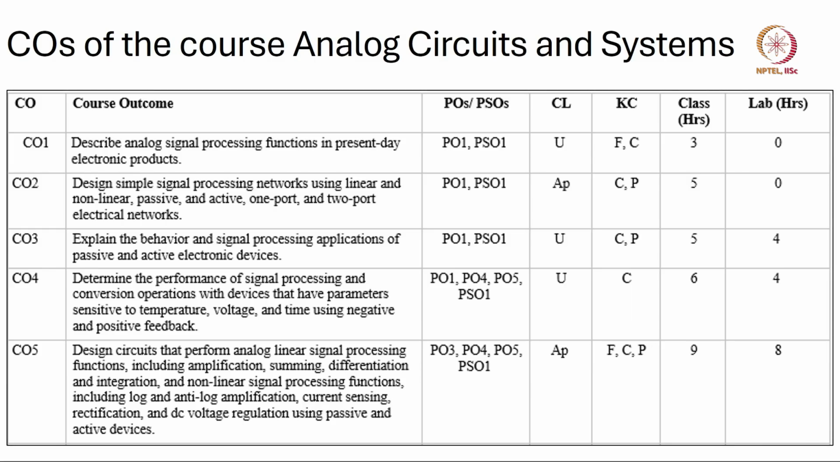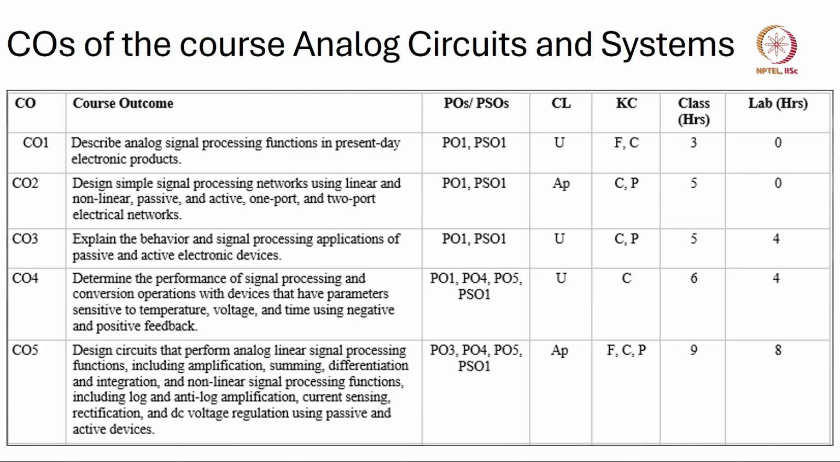For example, if you see the first example, describe analog signal processing functions in present day electronic products. So in this case, if it is about describing, definitely the cognitive level is understanding, but there are certain facts. Also, this is related to the conceptual knowledge. So any course outcome can actually be linked to more than one knowledge category.